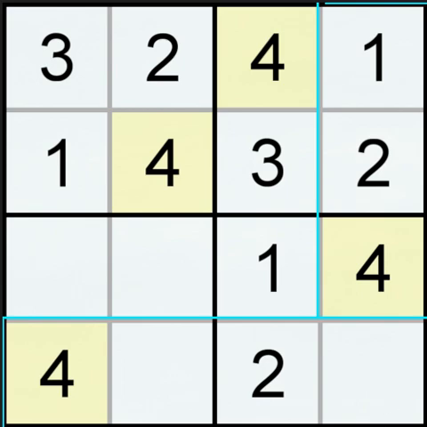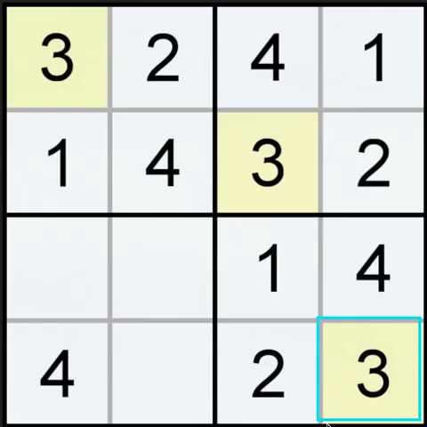But let's check the black box in the lower right area. What number is missing here? I do not see the number 3. Think, what does this tell us? The column is missing the number 3, the row is missing the number 3, and the big black box is missing the number 3. This means we can safely put a 3 in the yellow box. Good job.